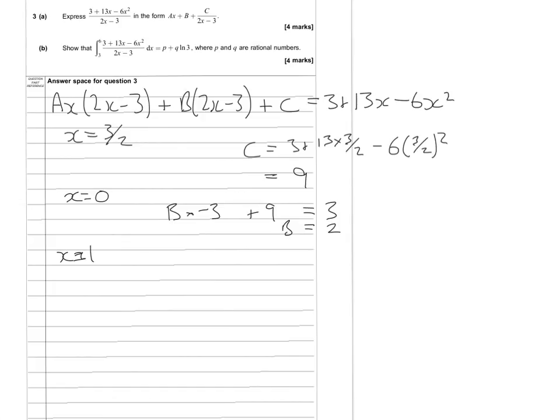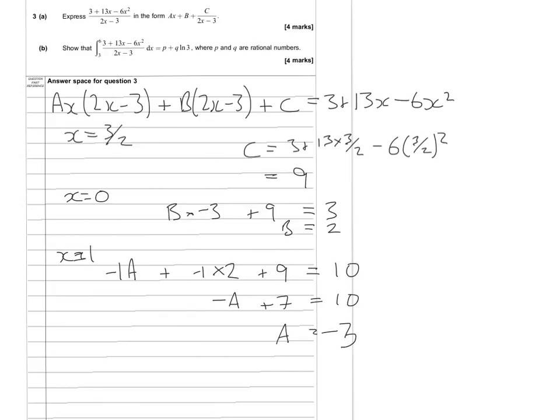So we get a times negative 1 plus negative 1 times 2, because b is 2, plus 9 is equal to 3 plus 13 minus 6. 16 minus 6 is 10. So that gives me negative a plus 7 equals 10. A equals negative 3.